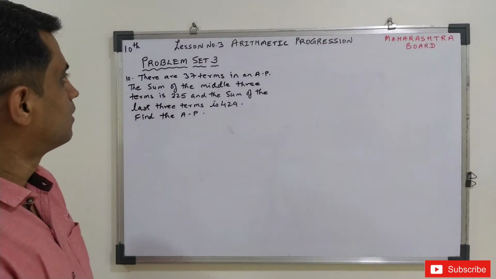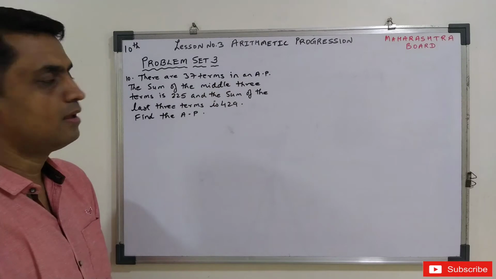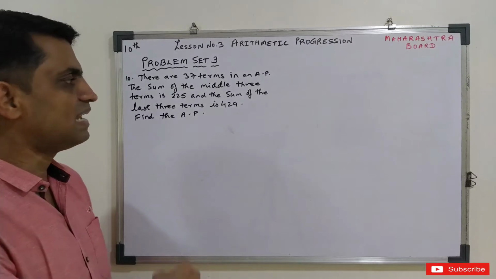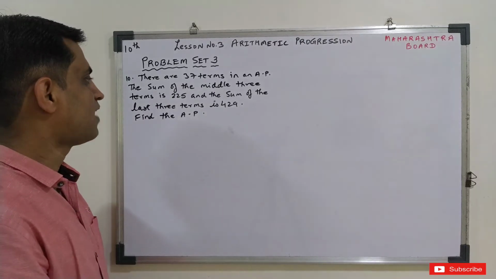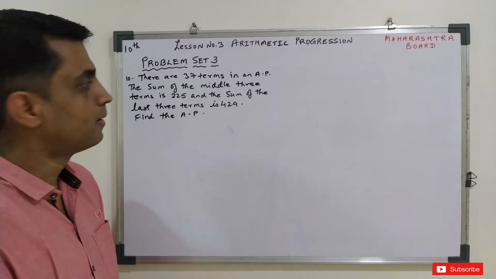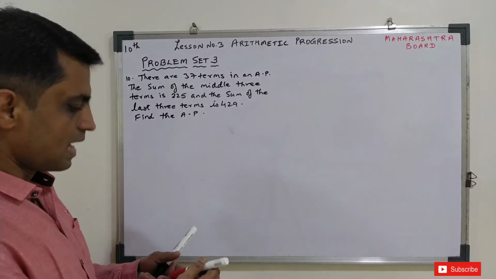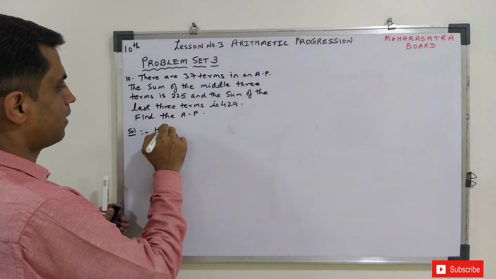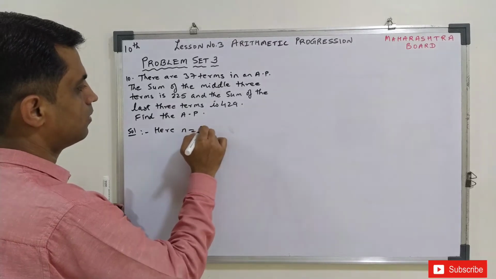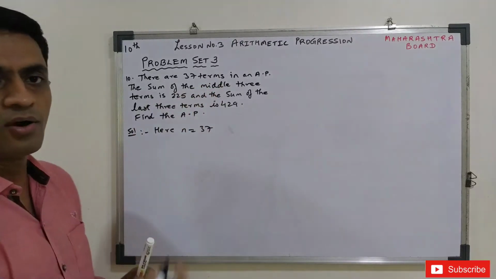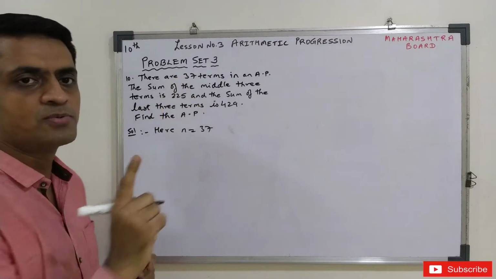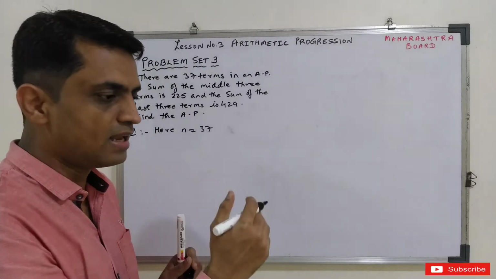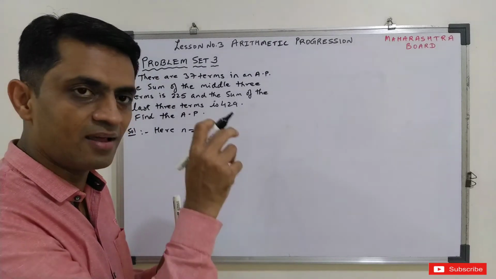Student, next sum. There are 37 terms in an AP. The sum of the middle three terms is 225, and the sum of the last three terms is 429. Find the AP. Now student, the information is there are 37 terms. Solution. Here n is equal to 37. Now they are talking of the middle term. 37 is an odd number of observations. In order to find the middle term, you will add 1, so 37 plus 1 divided by 2. So that you will get the middle term.